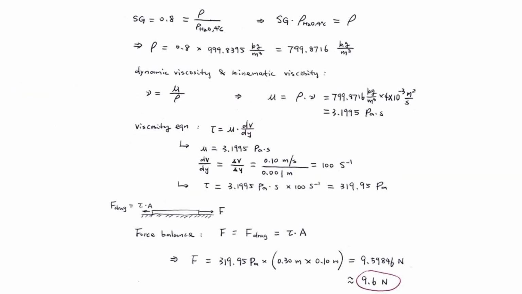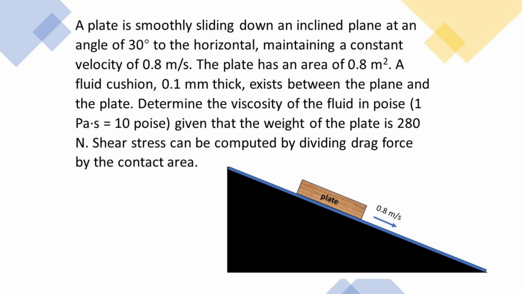Problem resolved. Now let's take a look at a different problem for the viscosity equation. A plate is smoothly sliding down an inclined plane at an angle of 30 degrees to the horizontal, maintaining a constant velocity of 0.8 meters per second. The plate has an area of 0.8 square meters. A fluid cushion, with a thickness of 0.1 mm, exists between the plane and the plate. Determine the viscosity of the fluid in poise given that the weight of the plate is 280 Newton.